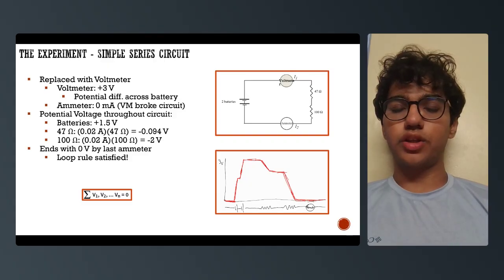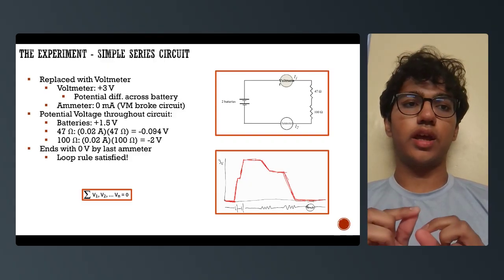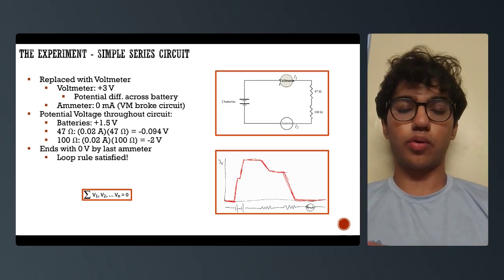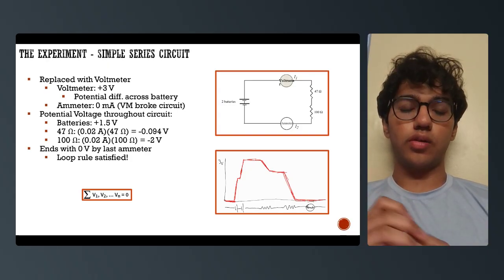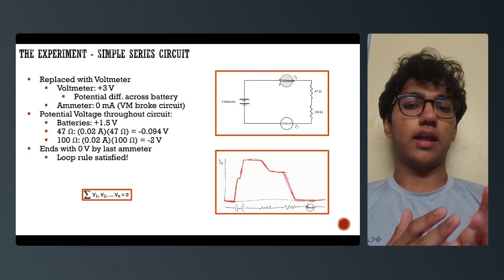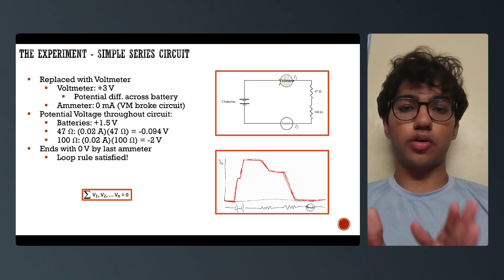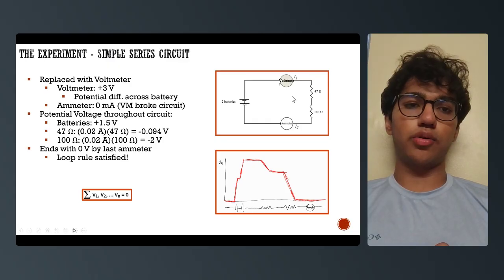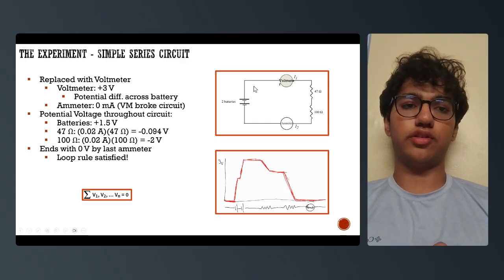And if you connected the voltmeter across the 47 ohms and across the 100 ohms, you would get 0.094 volts from the 47 ohms and 2 volts over the 100 ohms. If you do Kirchhoff's loop rule, this is plus 3 minus 0.094 minus 2, which just sums back to 0 when you come back. Hence, the loop rule is actually satisfied.